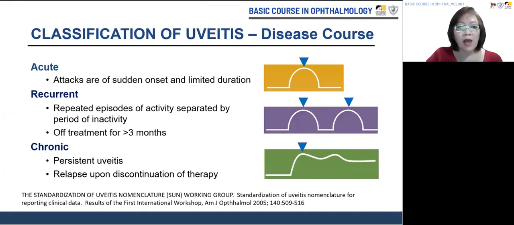So if you look at the diagram corresponding to recurrent, you will notice that they have this horizontal line where the eye was quiescent before the two periods of attack. For chronic conditions, however, notice that there is absence of said periods of quiescence. So there is persistent inflammation.